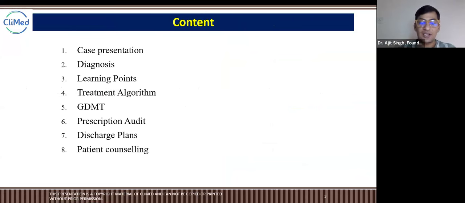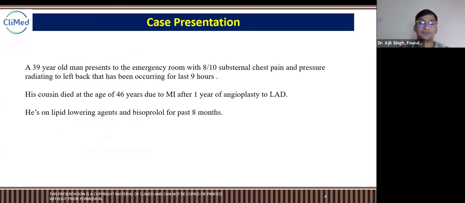In today's class, I'll be talking about all the things we are keeping in the slide, as you can see here: case presentation, diagnosis, learning points, treatment algorithms and guidelines, and directed medical therapy for the case. Then we will do a prescription audit, where I'll ask you what the prescription-related problems are. Then discharge plans for the patient, and patient counseling. Almost everything we are going to cover. So guys, let's start. Let's understand.